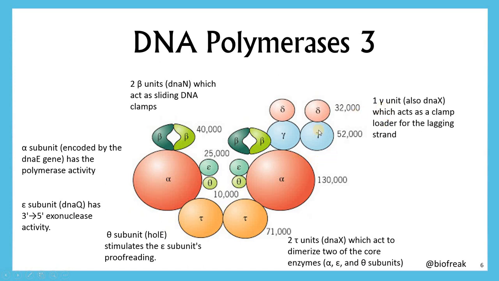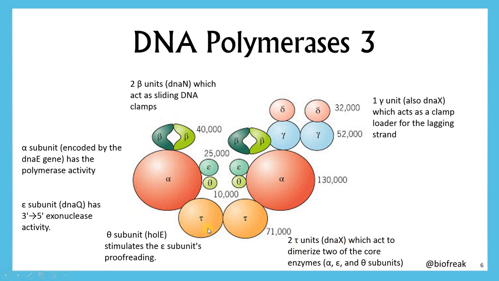The clamp loaders, that is the gamma and the other assembly, are involved in loading the lagging strand again and again, because we know that there are Okazaki fragments, and they need to be loaded on this particular sliding clamp as the DNA moves further.